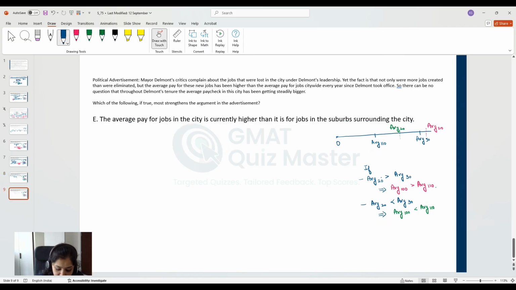Choice E: the average pay for jobs in the city is currently higher than it is for jobs in the suburbs surrounding the city. So, this choice gives a comparison between the average pay for jobs in the city and average pay for jobs in suburbs surrounding the city. This comparison is completely irrelevant, and that is why this choice is incorrect.